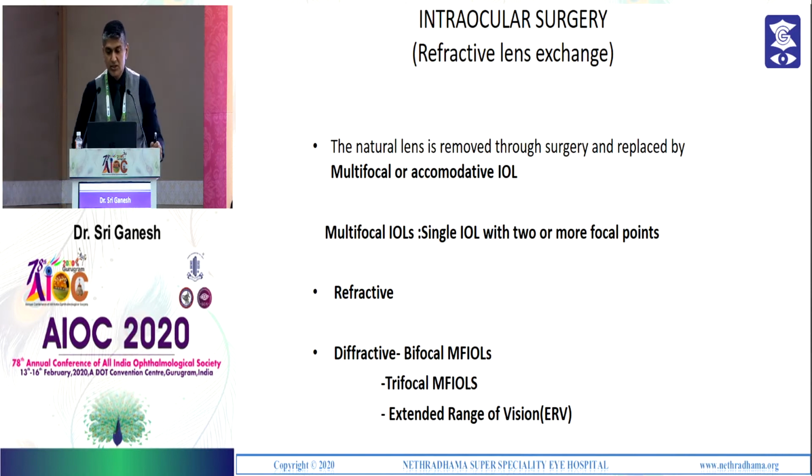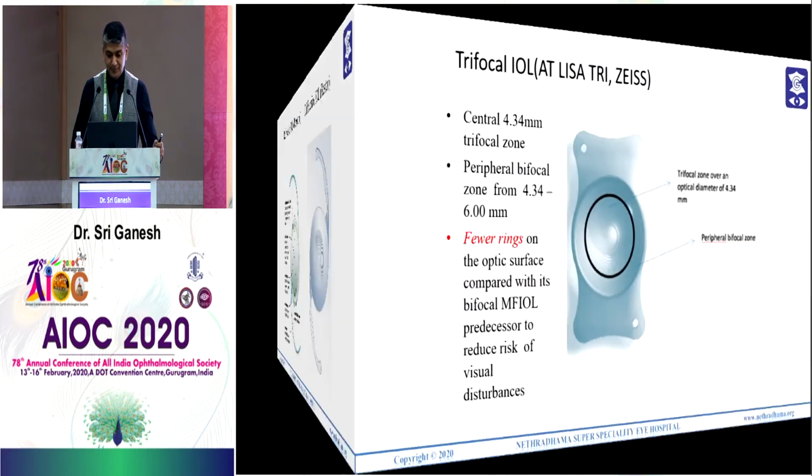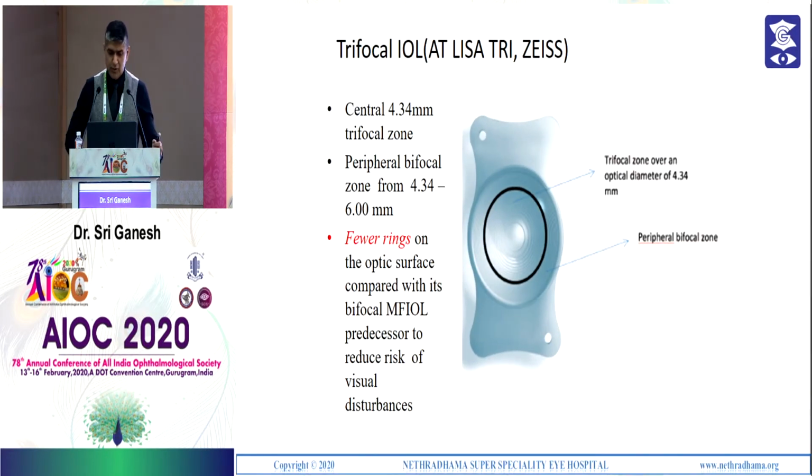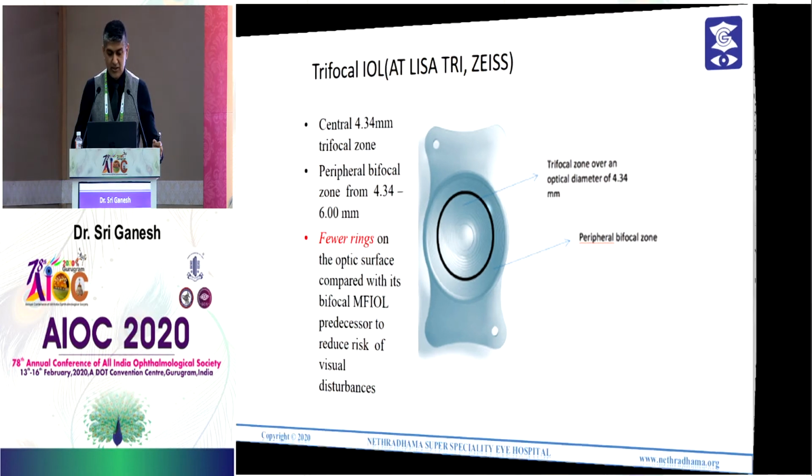Coming to intraocular surgery or refractive lens exchange, the natural lens is removed and replaced with a multifocal or accommodative lens. Again, multifocal lenses, there are various types, but commonly available today are the diffractive, which can be bifocals, trifocal, or extended range of vision. The most popular ones today are the trifocal IOLs, either the LISA or the PanOptix, and they work quite well.